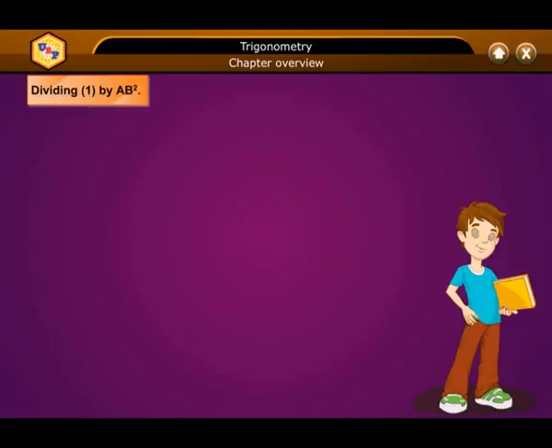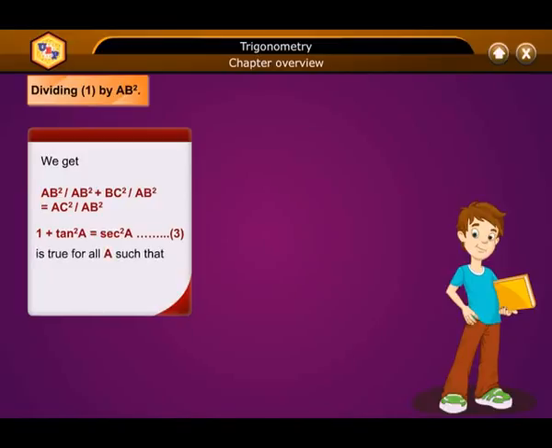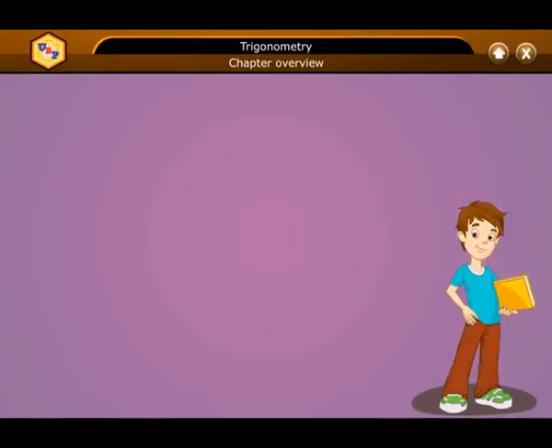Let us now divide 1 by AB square. We get AB square upon AB square plus BC square upon AB square is equal to AC square upon AB square. 1 plus tan square A is equal to secant square A, which is true for all A such that 0 degrees is less than or equal to A is less than or equal to 90 degrees.